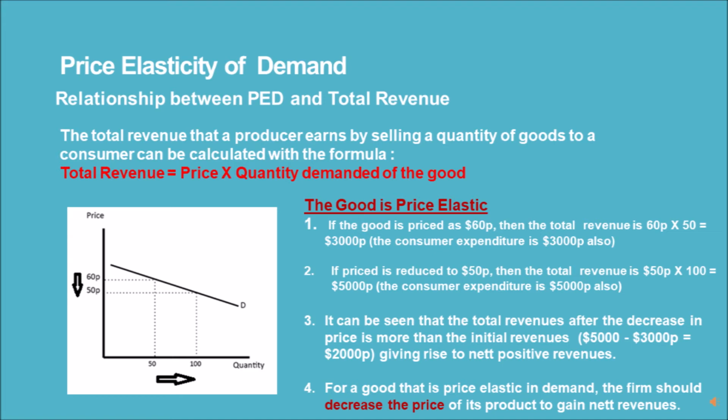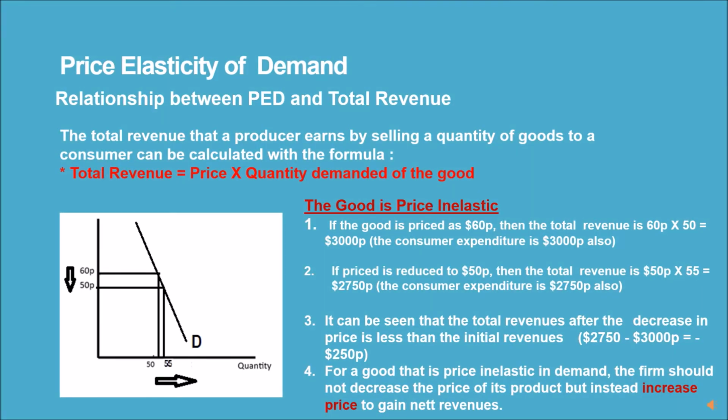3. It can be seen that the total revenues after the decrease in price is more than the initial revenues. $5,000p minus $3,000p equal to $2,000p, giving rise to net positive revenues. 4. For a good that is price elastic in demand, the firm should decrease the price of its product to gain net revenues. The good is price inelastic.